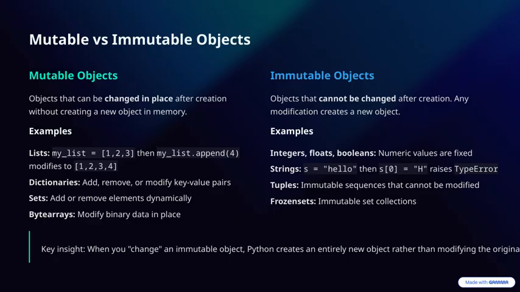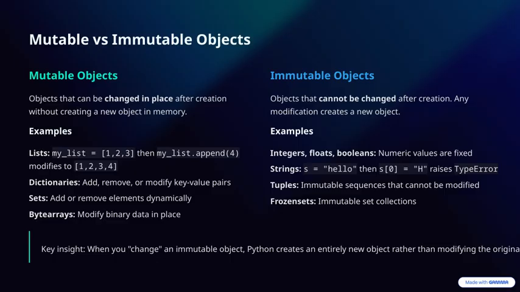Mutable objects are those that we can change in place after we've created them, without needing to make a new object in memory. For example, with lists, if we start with mylist equal to [1, 2, 3], and then we do mylist.append(4), the list updates to [1, 2, 3, 4] directly. Similarly, dictionaries allow us to add, remove, or change key-value pairs, and sets let us add or remove elements dynamically. Bytearrays are another example. They let us modify binary data directly.